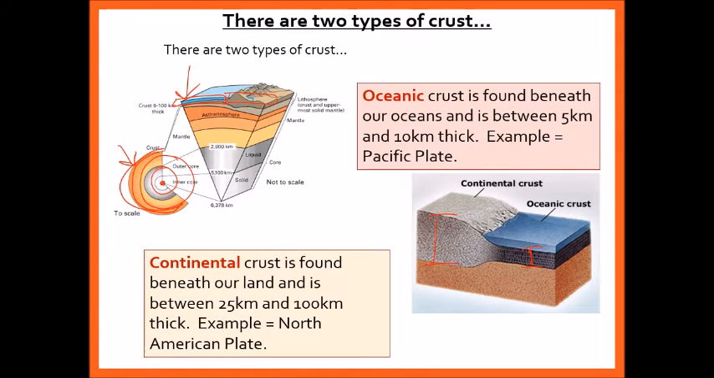And the continental crust is found beneath the land. It's much, much thicker, about 25 and up to 100 kilometers thick in some places underneath mountains. An example of this one is the majority of the North American plate, which makes up the majority of North America. So the USA and Canada, if you look at that on a plate tectonics map, you will see most of that is continental crust. A lot of Russia and Europe is also on continental crust, and you'll see that on a plate tectonics map as well.